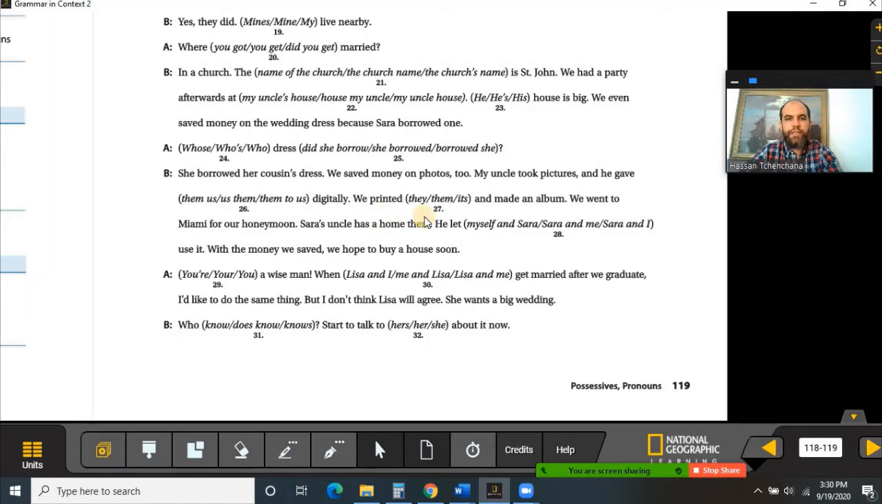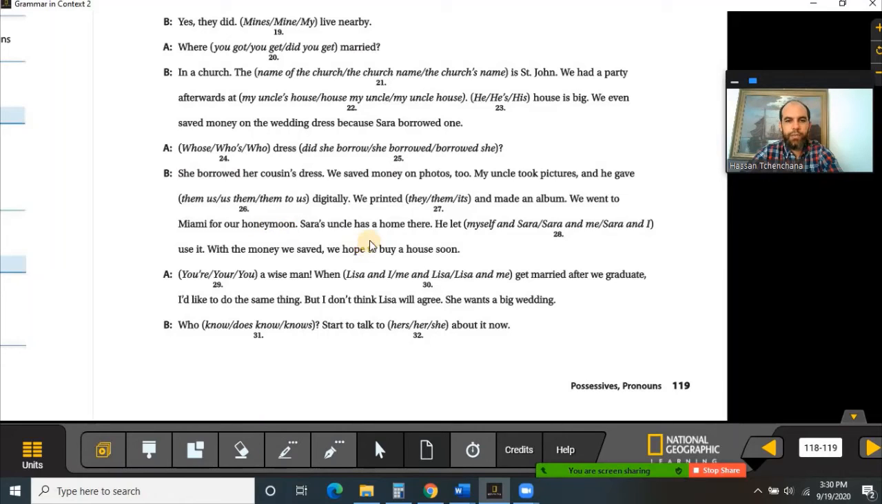Number 27, we printed they, them, its. Print is the subject, so we need an object. Here it is them. They and its cannot be objects. So we printed them and made an album. We went to Miami for our honeymoon.